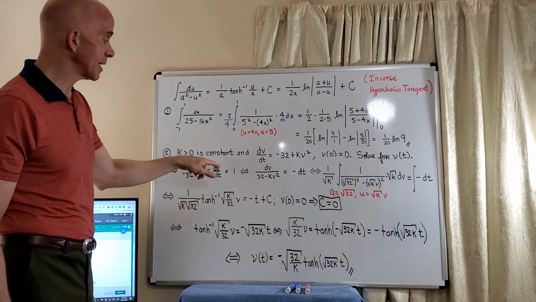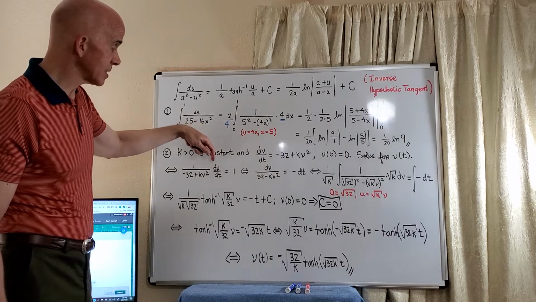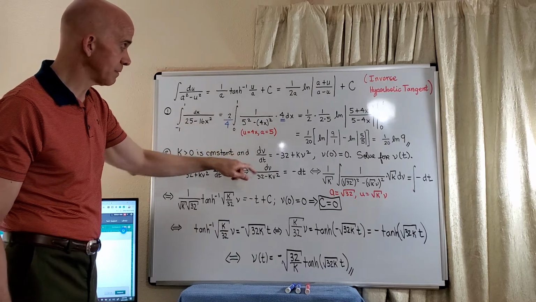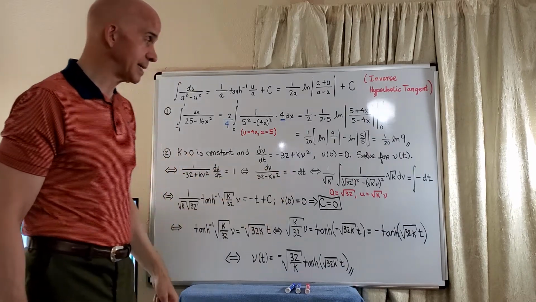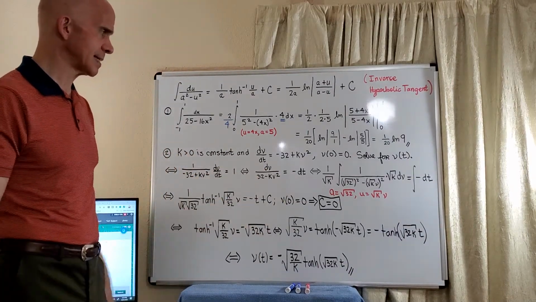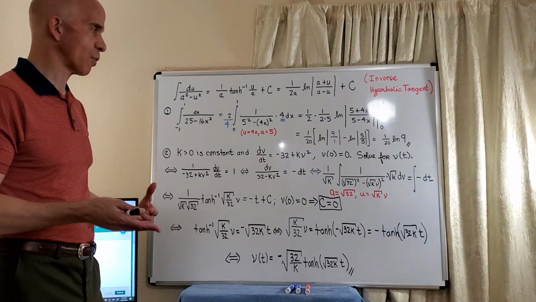Now, of course, I'm going to integrate with respect to t, so I'm just going to apply dt to both sides. dv dt is just dv, and then of course 1 times dt with the negative is -dt. So that's easy enough. Now, what we want to do is go ahead and apply the integration process.